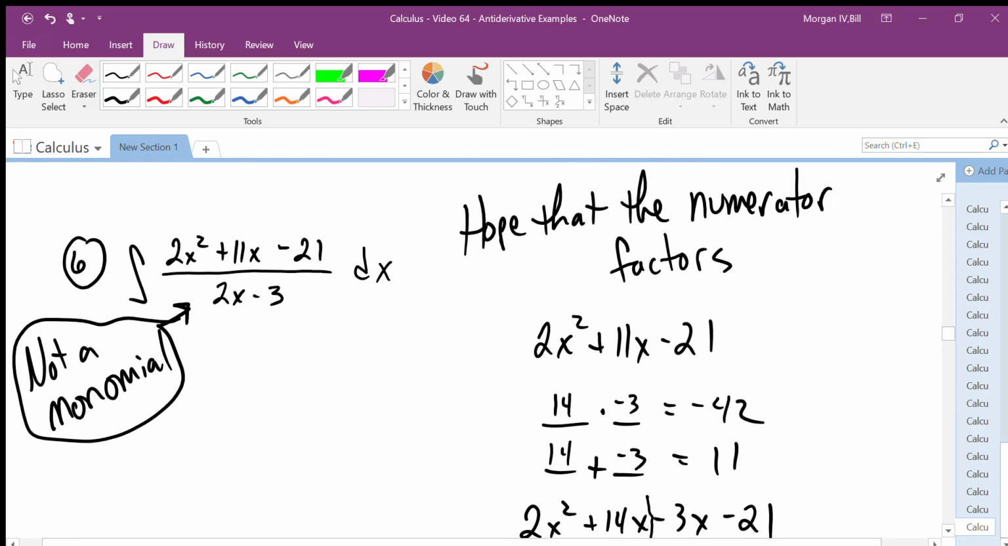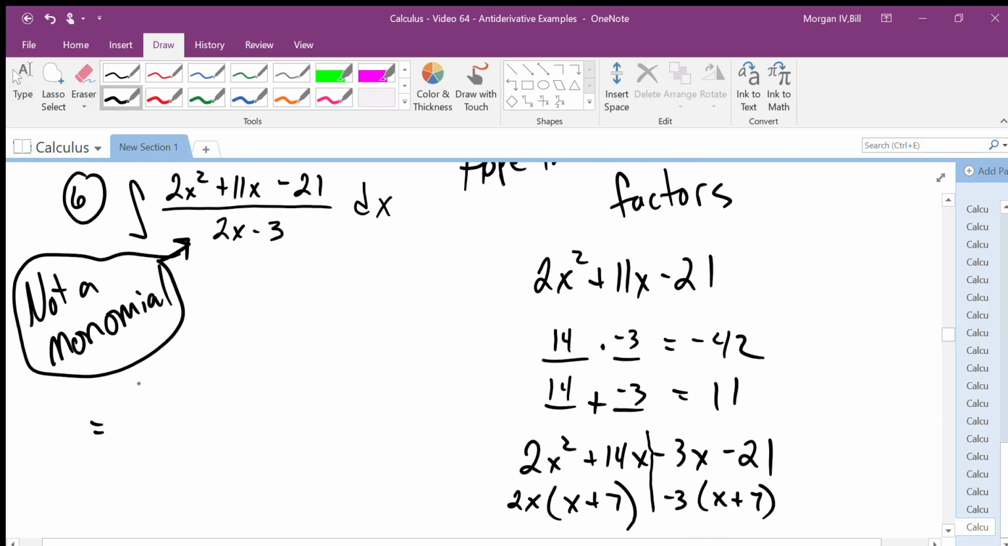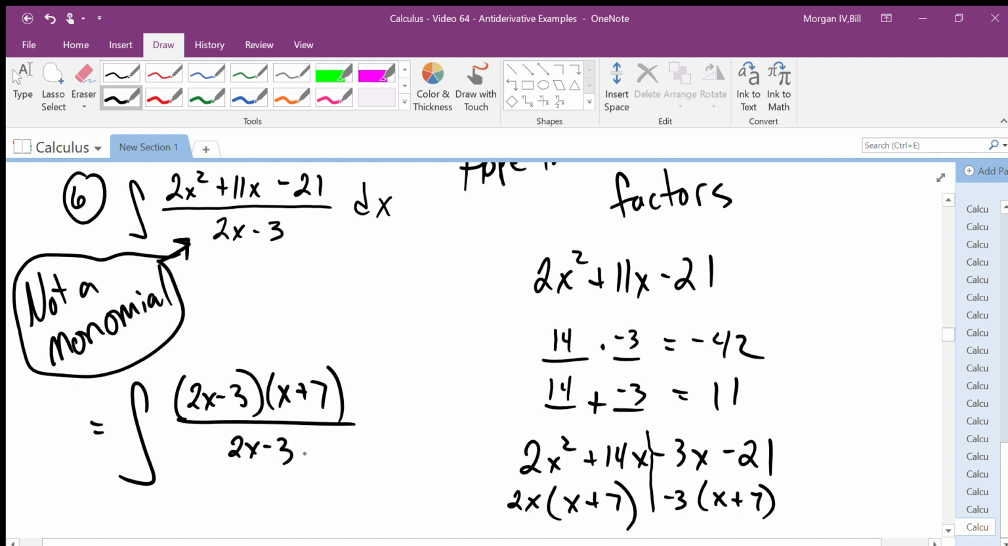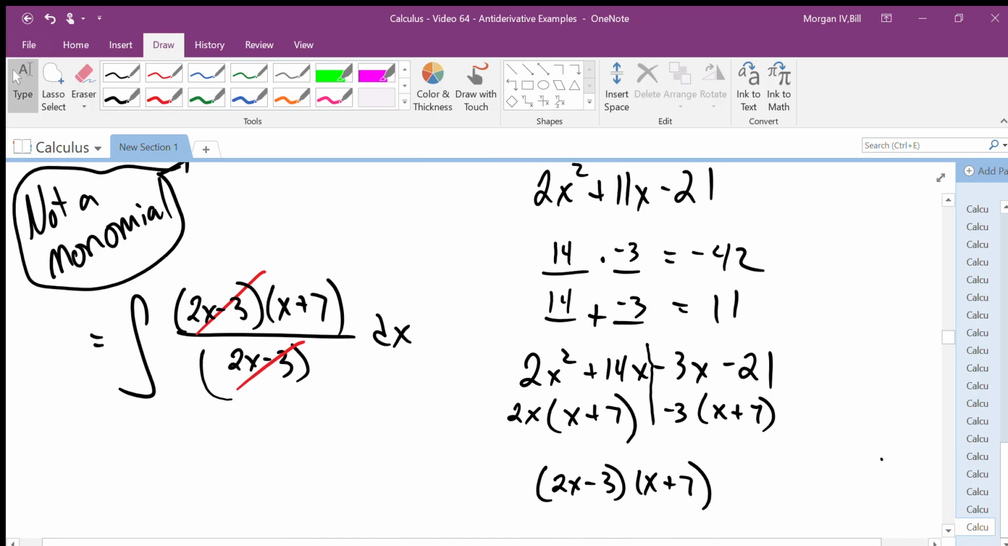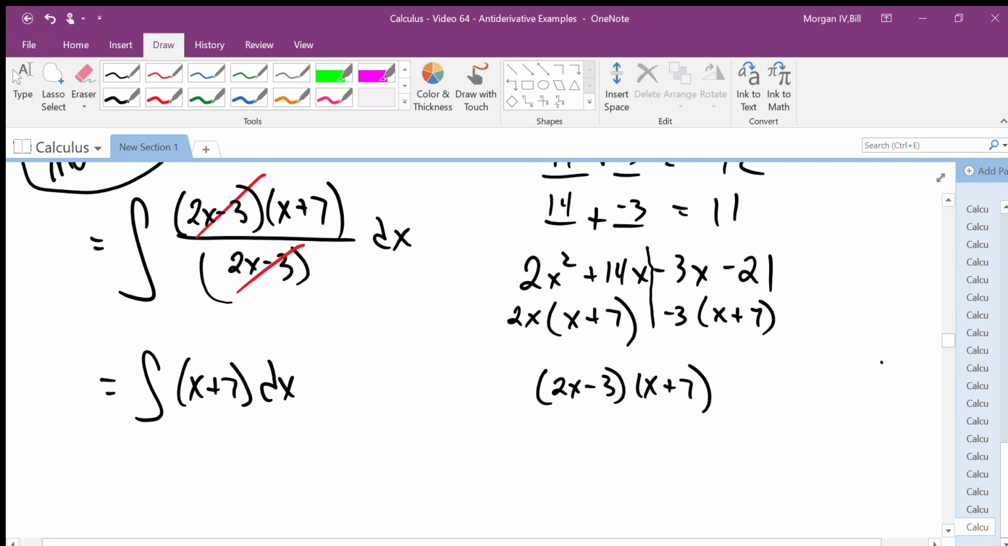But not only does it factor, it factors into 2x minus 3 times x plus 7 over 2x minus 3. Well, what can you do with the 2x minus 3's? You can cancel them. Simplify them, if you will. They simplify to 1 over 1. So then you have the integral of just x plus 7 dx. And this is something we can easily solve.